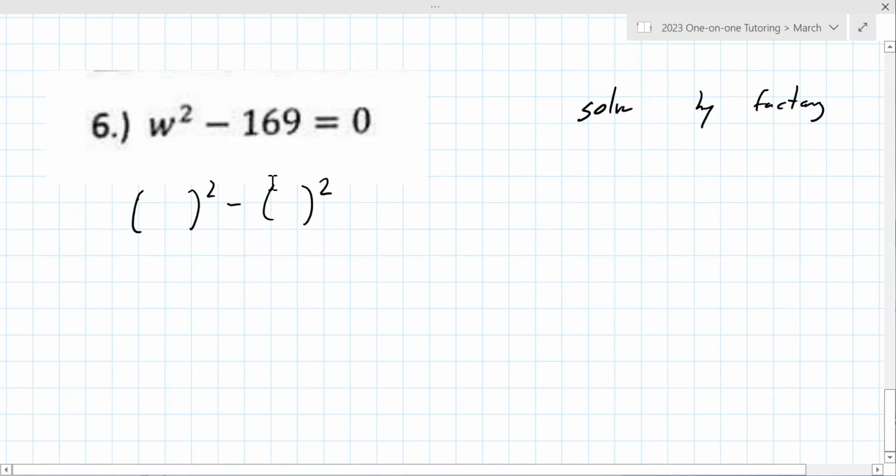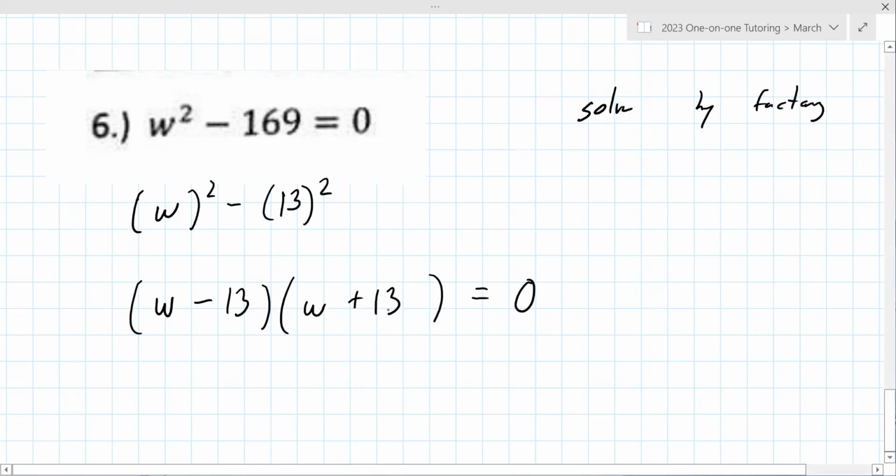So the first one would be W, and then, I don't have a calculator with me right now, 13. Okay. So you got to write your two binomial pairs. Do you remember that? W minus 13, and then W plus 13.